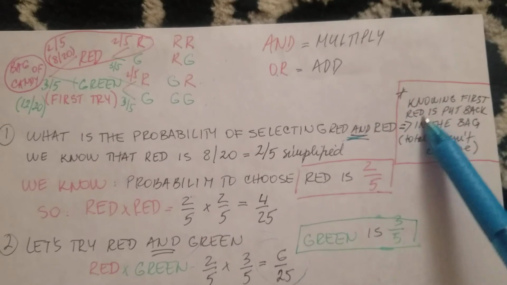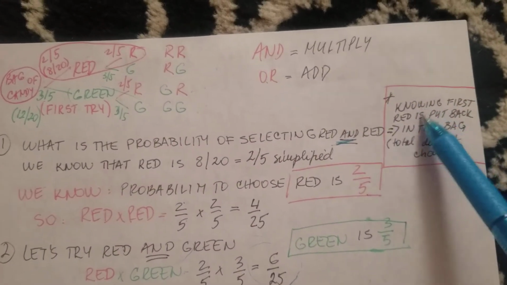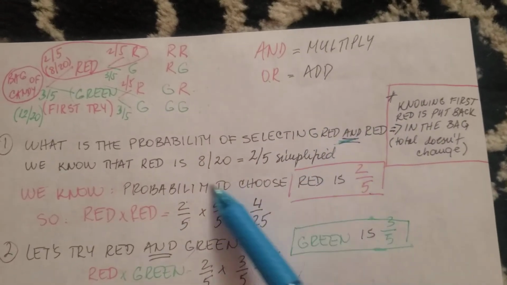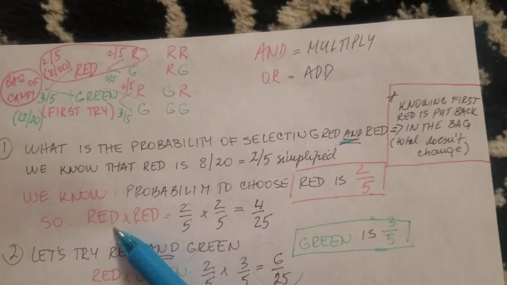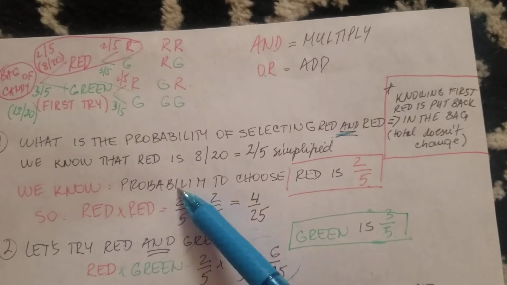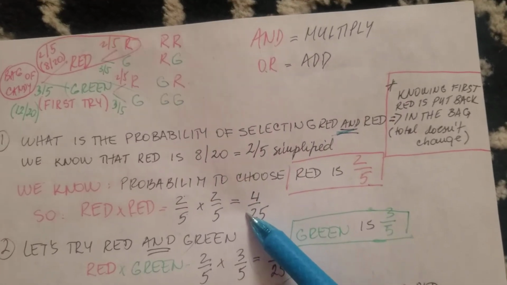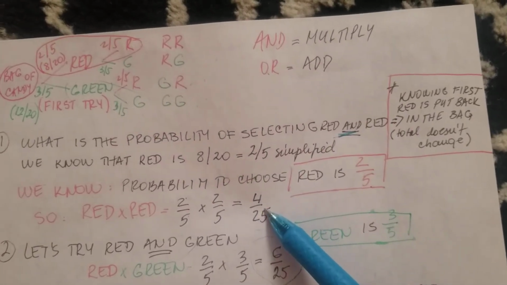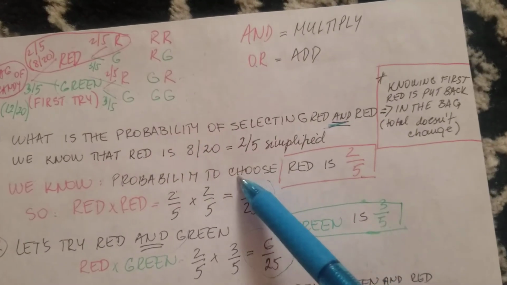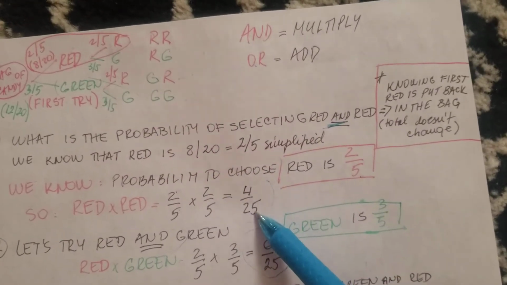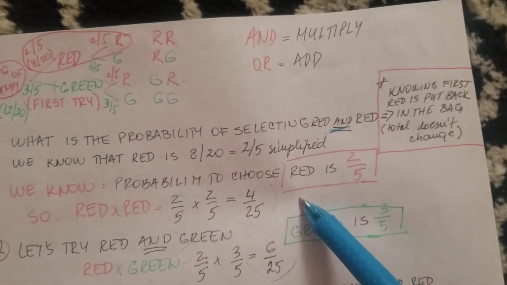So let's keep in mind, it doesn't change the total. We put the first one back inside. So the probability, since we have independent events, will be red times red, which is 2 over 5 times 2 over 5, which equals 4 over 25. So now we have a probability of 4 over 25 of picking red and red candy.